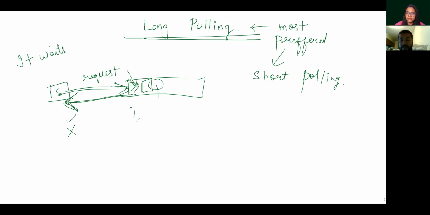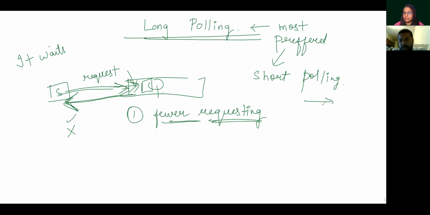So the first thing it does is that fewer requests are made. Automatically, if you are waiting, you will make fewer requests, right? Because in a few requests only you will get the message. The main aim is to get the message. So no multiple requests are getting wasted. So if there are few requests, the cost will also be less, right?